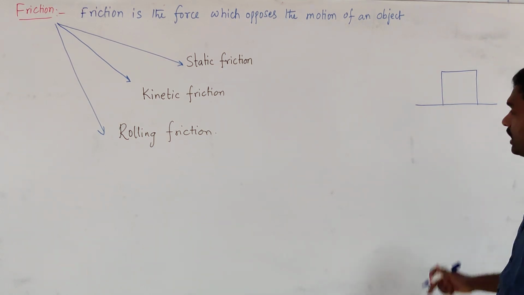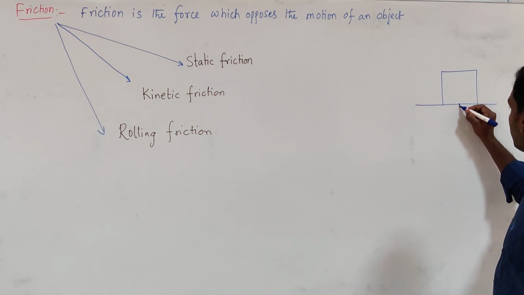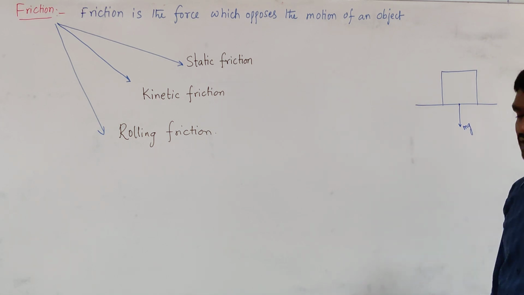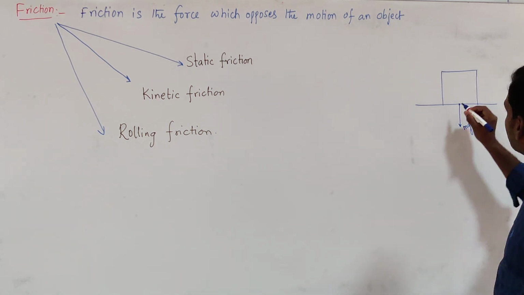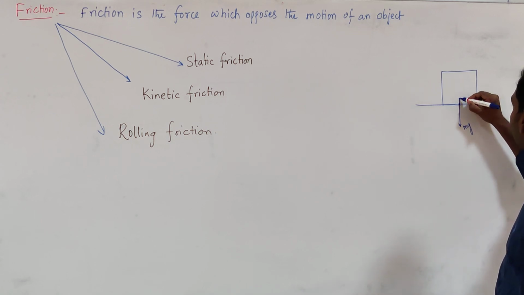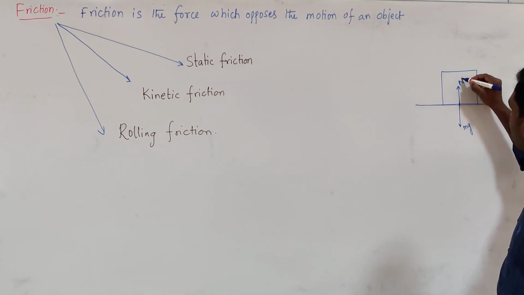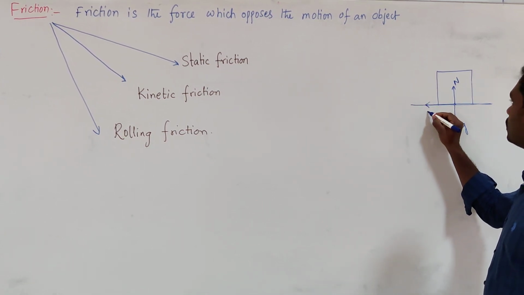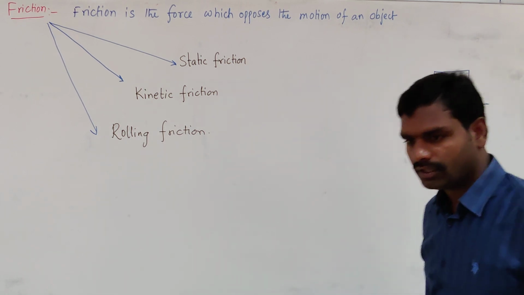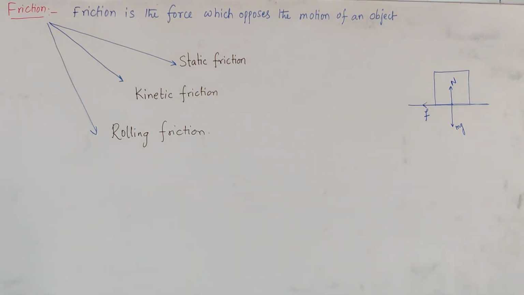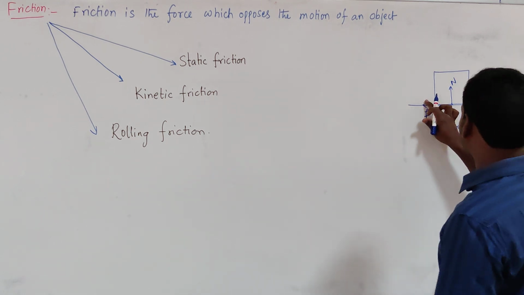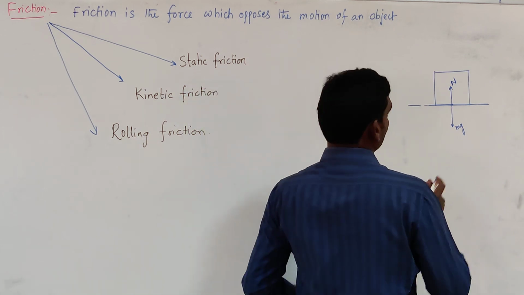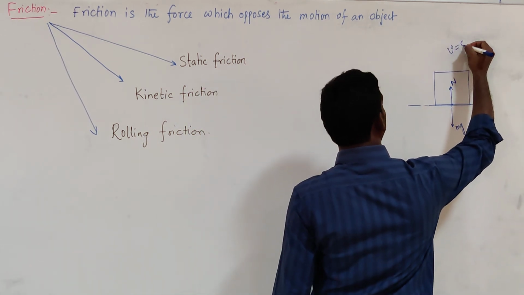So how many forces are acting on the box full of books? One is the gravitational force, that is the force exerted by the Earth on the object, acting straight downwards. Another force is the force exerted by the surface on the box, which is the normal force. And another force is the frictional force. Now we are going to discuss the frictional force when the object is initially at rest.